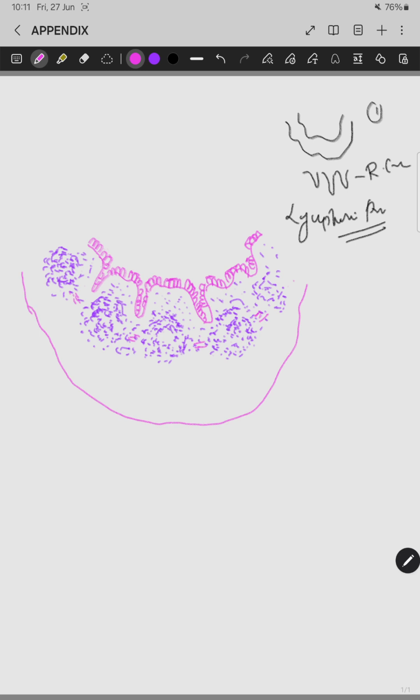After that we can see that there will be some submucosal tissue, collagen fibers are present, and the submucosal arterioles and venules can be seen. You can indicate it. Then next is the muscularis externa.